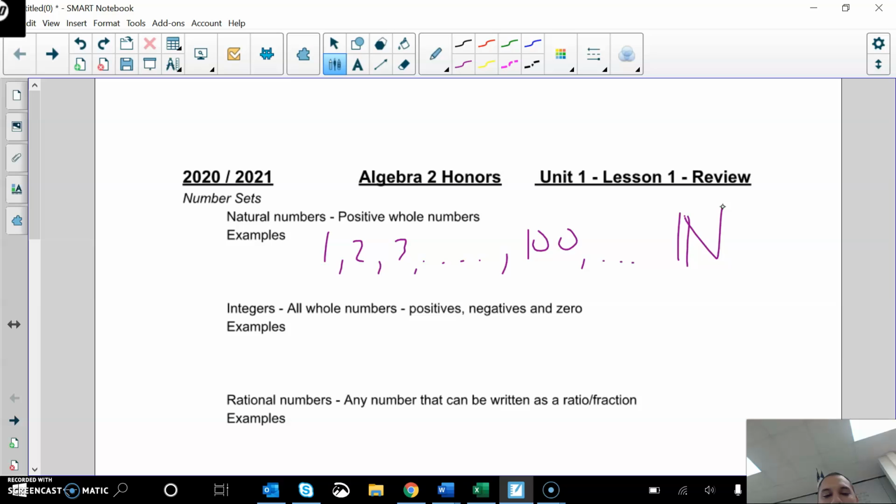So our integers are, and the recording of me, it's not going to be as clear because I'm writing on my tablet, on my laptop, and it's leaning against my leg, so the camera's a little off.